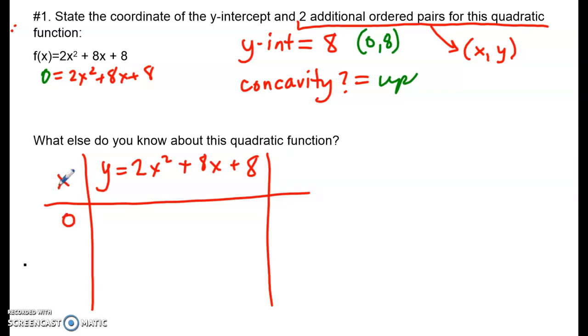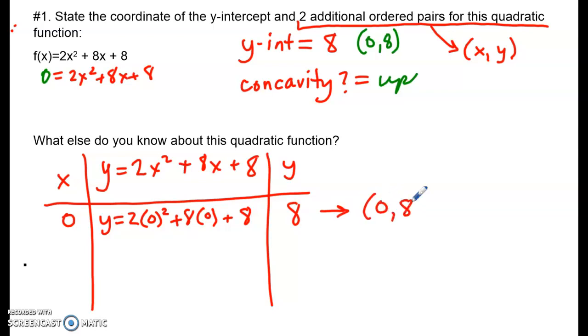So this is the list of the x, here's the y's. If we put a 0 in for x, probably don't need to write this all out, but I will just to show you, because multiplying by 0 is easy. Y equals 0 plus 0 plus 8. Y equals 8. So when x equals 0, y equals 8. That creates the ordered pair 0, 8. So there's one.